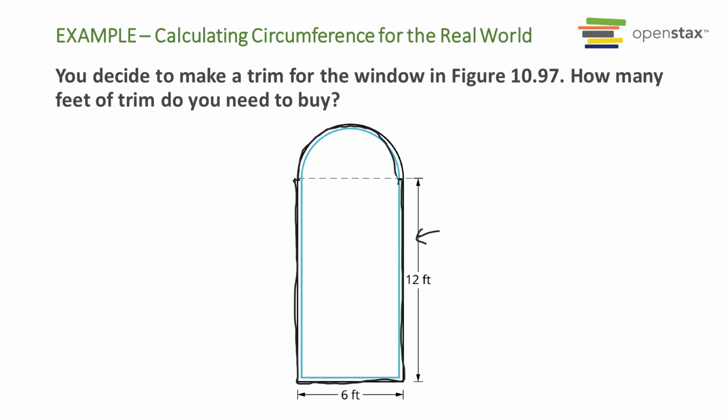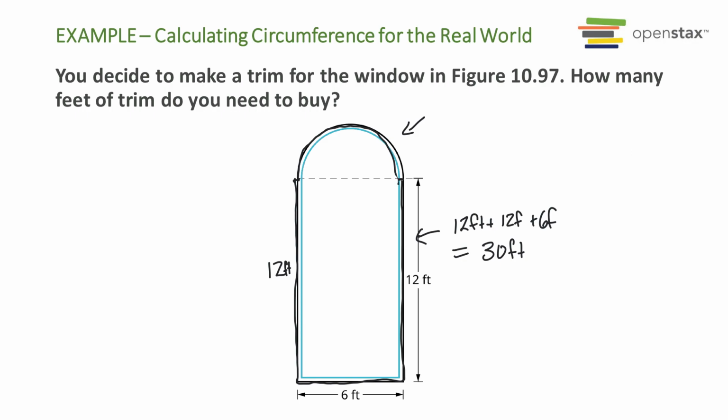So let's start by finding the perimeter of the lower rectangular piece. Well, because it is a rectangle, this other side is also going to be 12 feet. You don't want a mismeasured rectangle. So 12 feet on that side. So that's going to be 12 feet plus 12 feet plus 6 feet. So that's going to be 24 plus 6 feet. So that's going to be 30 feet.